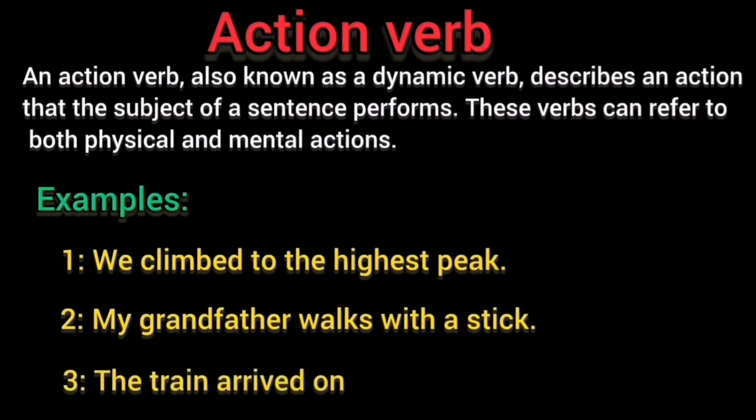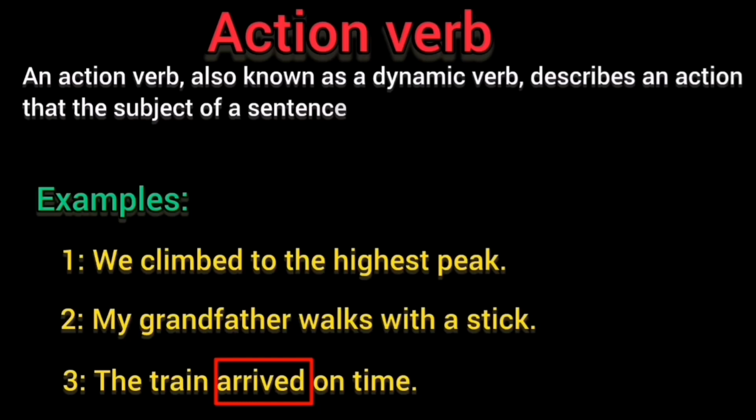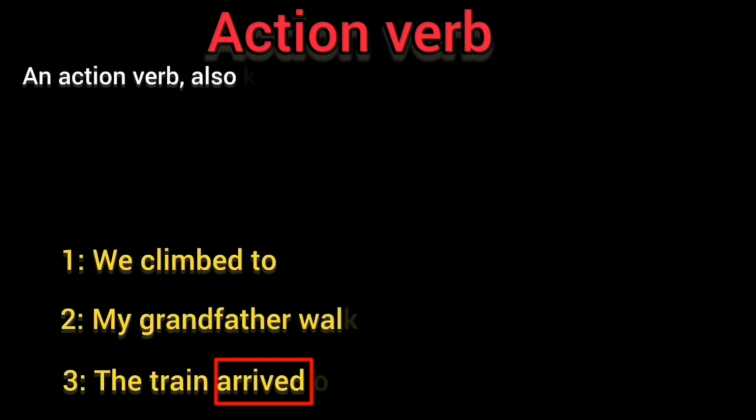The train arrived on time. Observe this example. The action verb is arrived. Actually, it indicates the train's physical arrival at its destination. So, simply in grammar, this is called an action or a dynamic verb.